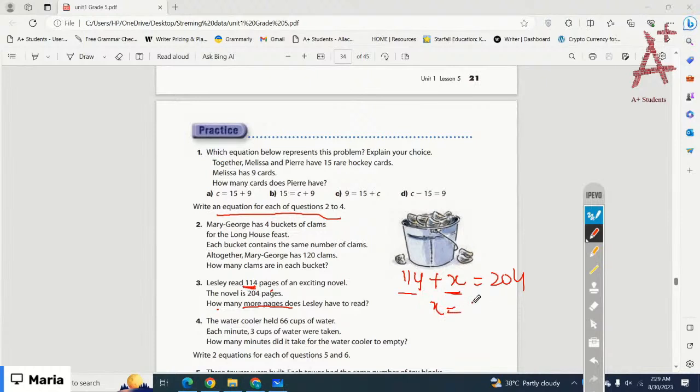So the concept is you have to write down the equation and subtract 114 from both sides, because addition and subtraction are opposite to each other, right? So when you subtract, it would be, I think, 90 pages. That means she still has 90 pages to read until 204, right? Okay.